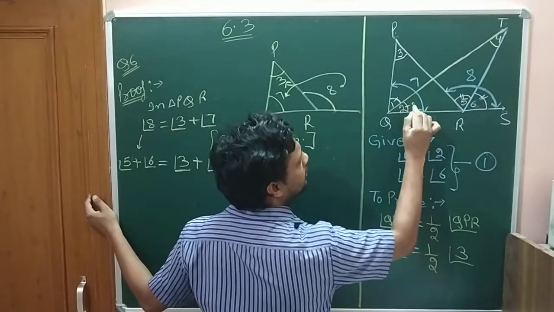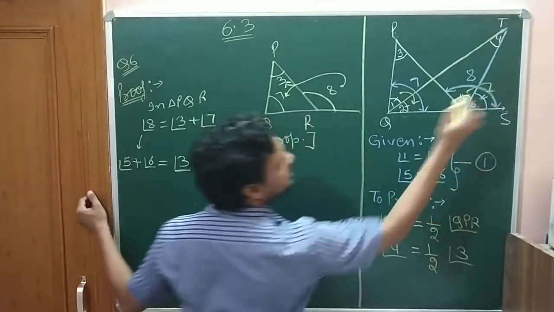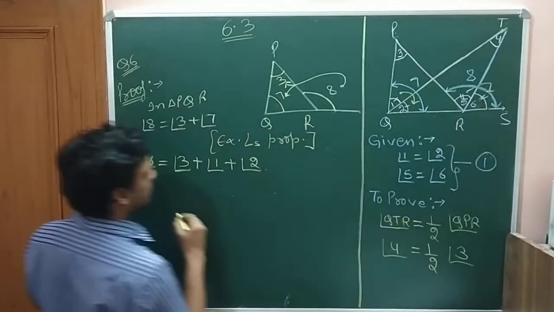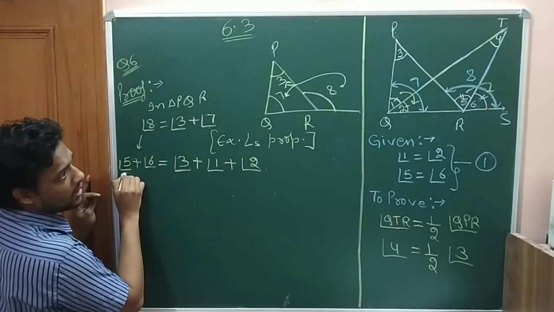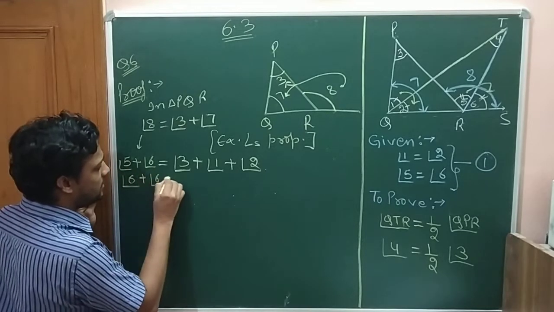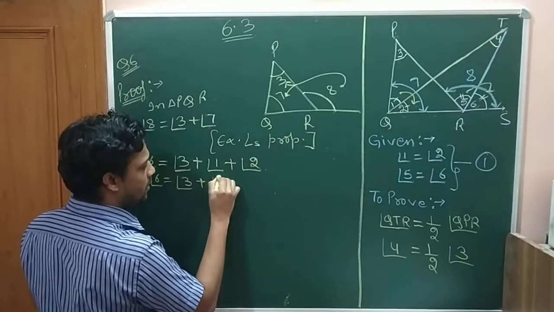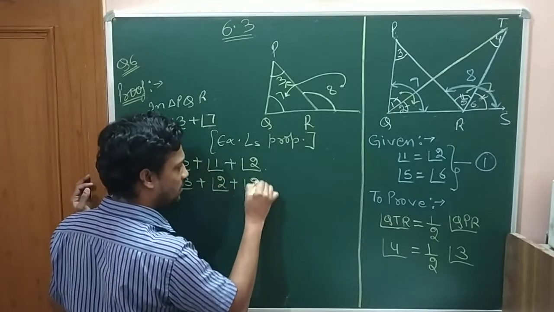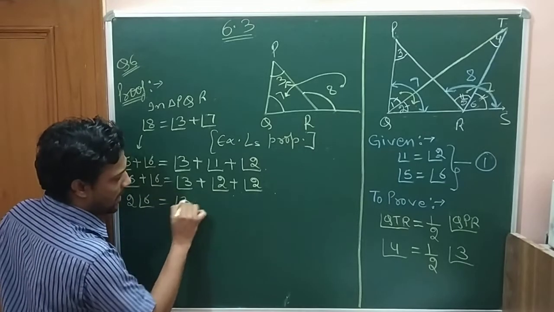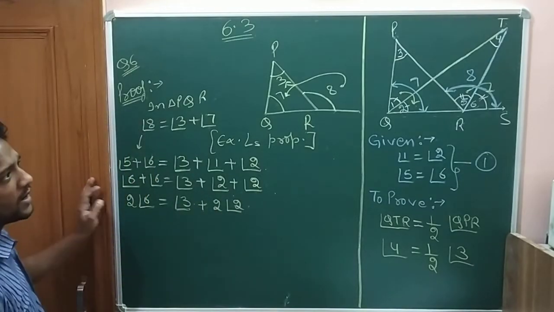Now convert angle 1 into angle 2 and angle 5 into angle 6. So convert angle 5 into 6 and keep angle 6 as it is. That is equal to angle 3 plus, now angle 1 converted to angle 2, so instead of angle 1, write here angle 2, and angle 2 as it is. Angle 6 and 6 becomes double of angle 6. Angle 2 and 2 comes to double of angle 2.